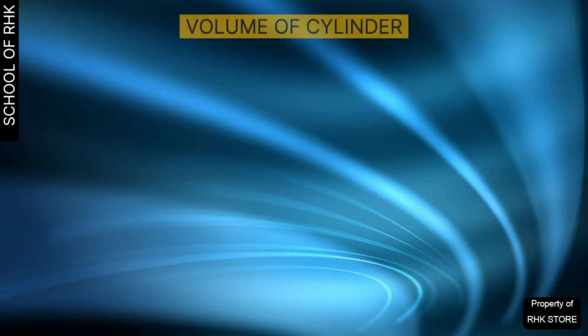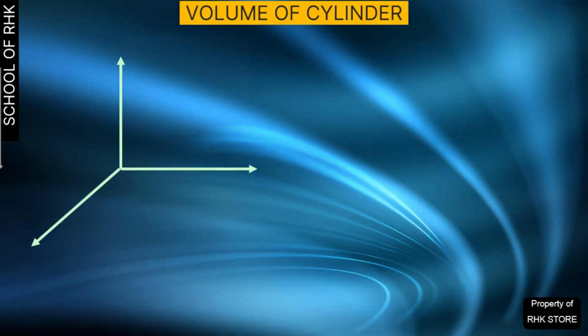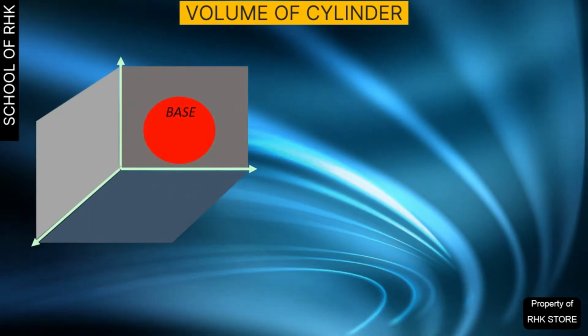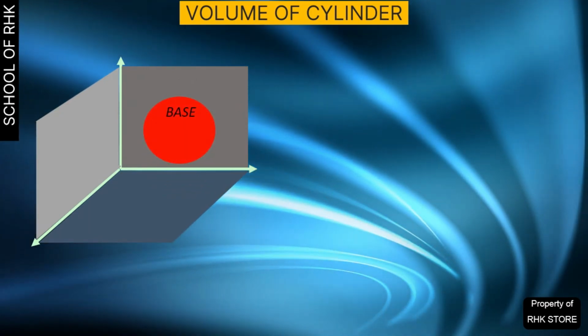Here we need to find the volume of the cylinder. The base of the cylinder is the original circle. As we learned in our tutorial, what is area in physics? The area of a circle is found by multiplying pi times its radius squared.